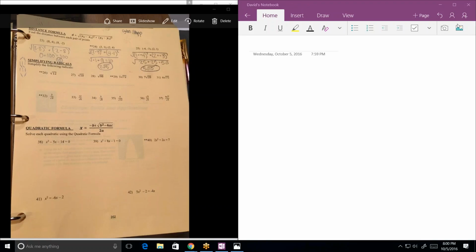Good. Nice. So we're still simplifying radicals and quadratics. Okay. Do you have any questions about the distance formula? Not really. I think it's pretty self-explanatory. Hold on a moment. Okay.